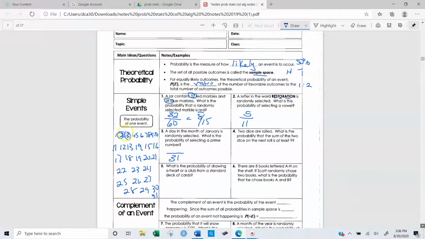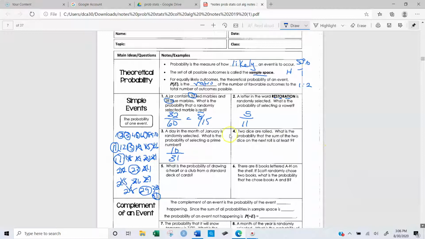So we have 2, 3, 4 is not prime, 5 is prime, 6 is not prime, 7 is prime, 8, 9, 10 are not prime. 11, 12 no, 13 yes, 14 no, 15, 16, 17 yes, 18, 19, 20, 21, 22, 23 is a yes, 24, 25, 26, 27, 28, 29 is a yes, 30 and 31. So how many do we have? And just count them out. 1, 2, 3, 4, 5, 6, 7, 8, 9, 10. So we have 10 prime numbers.